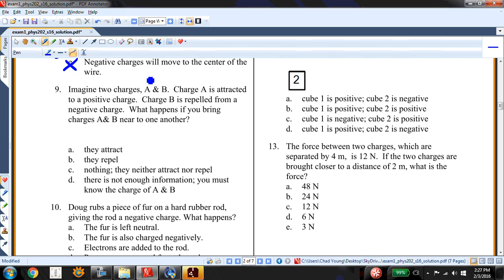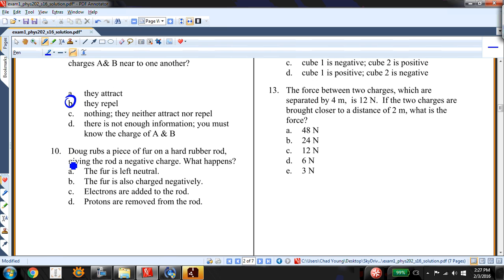Imagine 2 charges, A and B. Charge A is attracted to a positive charge. That means charge A must be negative. Charge B is repelled from a negative charge. That means charge B must be negative as well. What happens if you bring A and B together? Well, you have 2 negative charges. They're going to repel. It's number 9. Doug rubs a piece of fur on a hard rubber rod, giving the rod a negative charge.